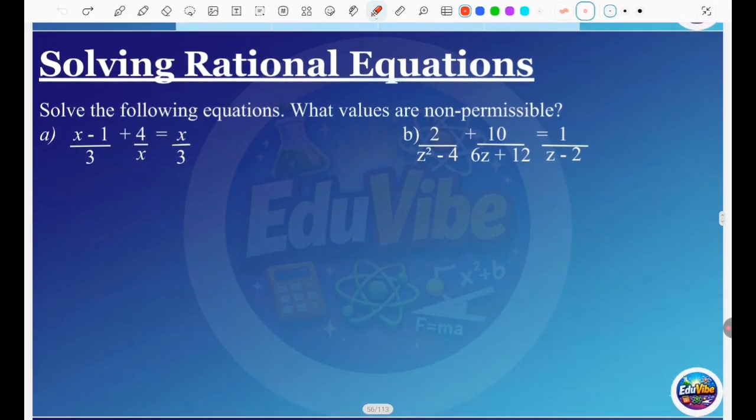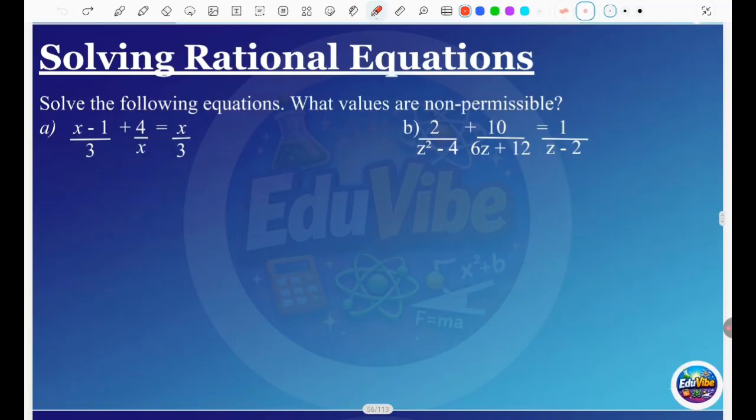So let's start with the straightforward questions, and we also state some values if we have the non-permissible values. So we have to solve these equations fully. First question: we have (x minus 1) divided by 3 plus 4 divided by x is equal to x divided by 3. If there is an equal sign, this means we have an equation and we have to find the value of x, or any variable they have.